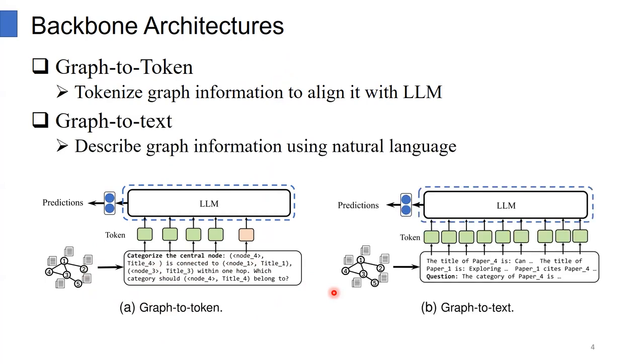Another very similar approach is graph-to-text. It's very similar to graph-to-token, except that it describes the graph using more natural language, with complete sentences. You can have questions, and describe it with, for example, the title of the paper is ABC, and this paper cites these papers. So it's using a more natural language style. But in summary, graph-to-token and graph-to-text are very similar.